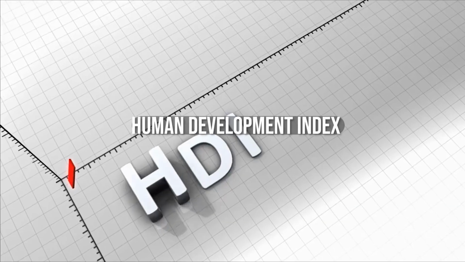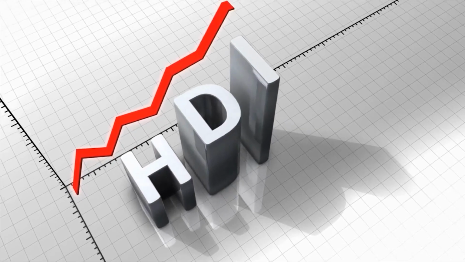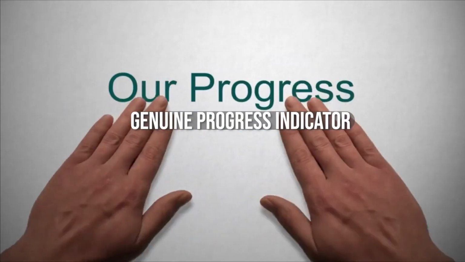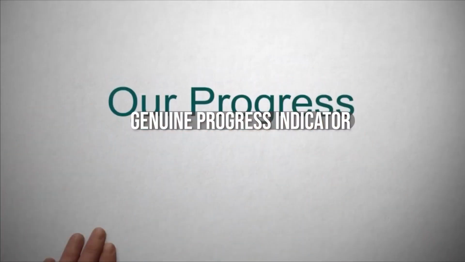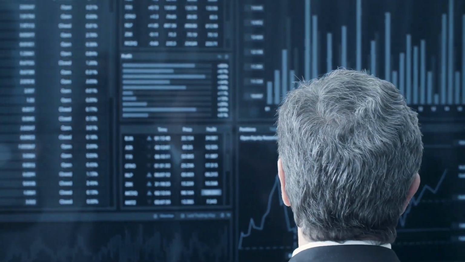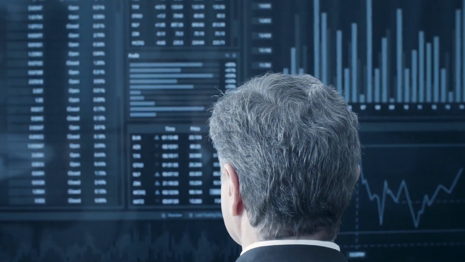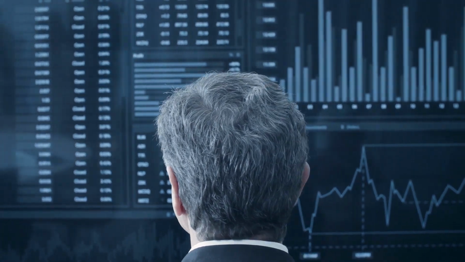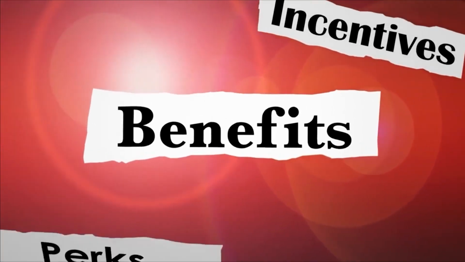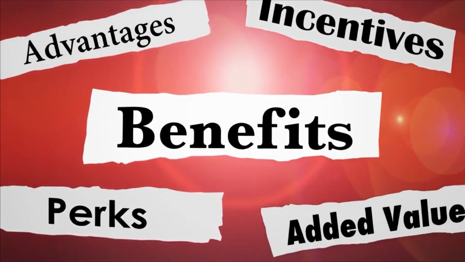Human Development Index, HDI. The HDI considers factors such as life expectancy, education, and income to provide a more comprehensive picture of human development, rather than just economic growth. Genuine Progress Indicator, GPI. The GPI takes into account economic, environmental, and social factors to evaluate the overall progress and well-being of a society. It aims to capture the costs and benefits associated with economic activity.